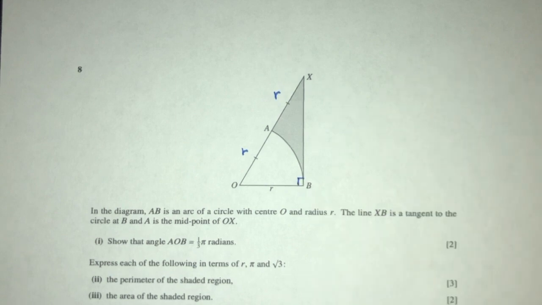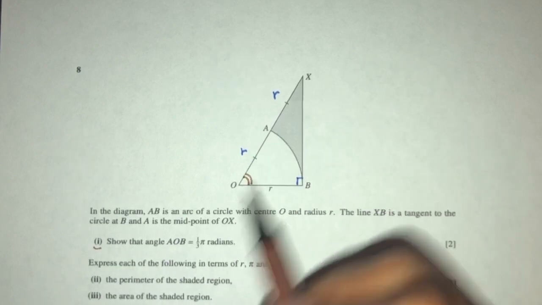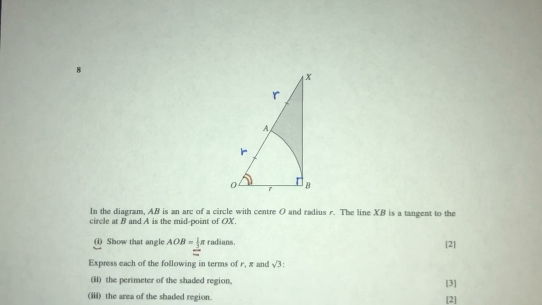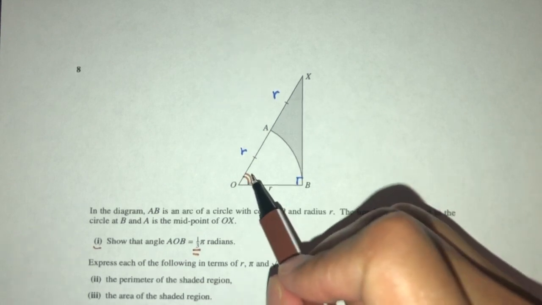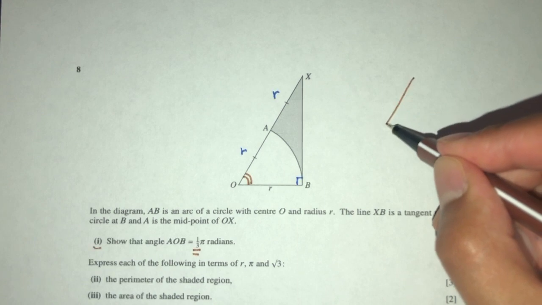Okay. Now let's see, what do we have to do here? So we have to show the angle AOB. So AOB, this angle right here, is equal to this. So pretty easy. We have a right angle triangle. OXB is a right angle triangle. How would you find this angle? If you observe, we know, what do we know?